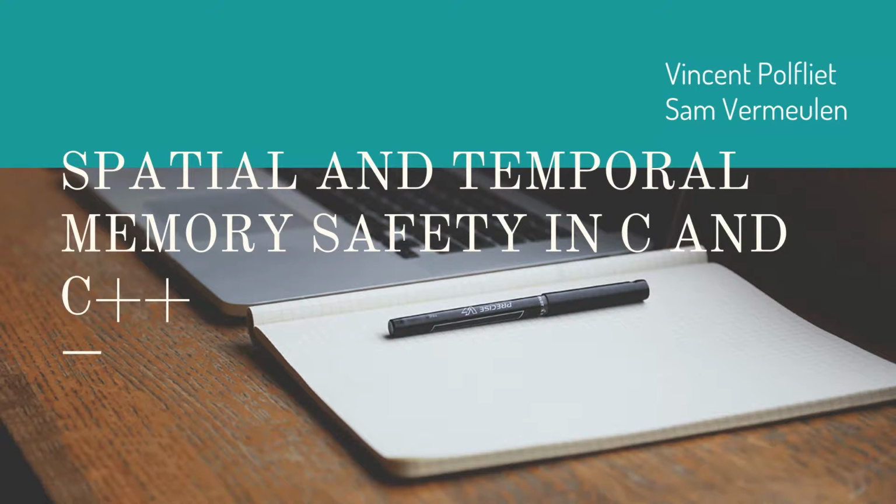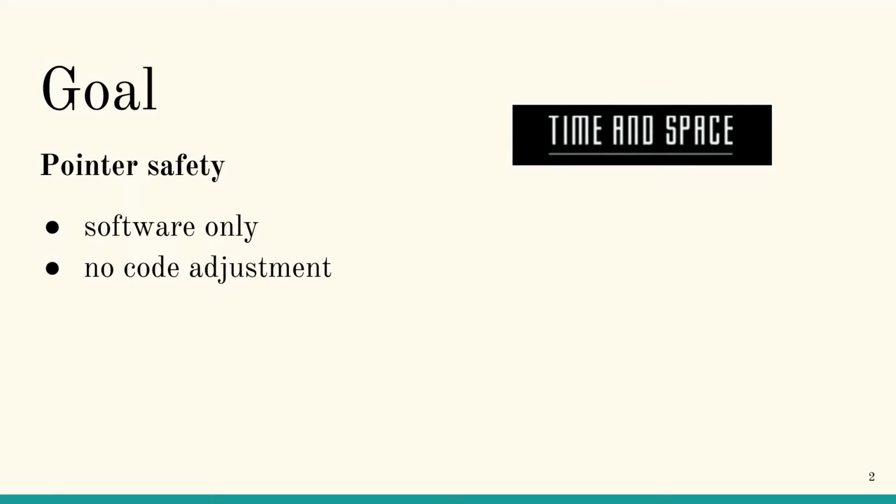We're going to talk about spatial and temporal memory safety in C and C++. So we're going to talk about methods for how we can achieve this memory safety using pointers. Pointers are very common in C and C++, but there are several issues that can arise when you use pointers in an incorrect manner.